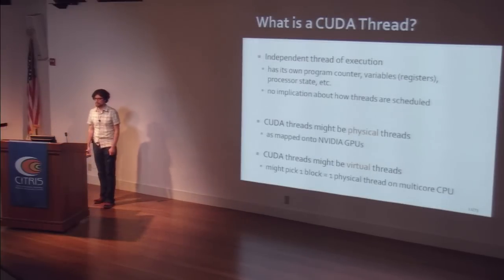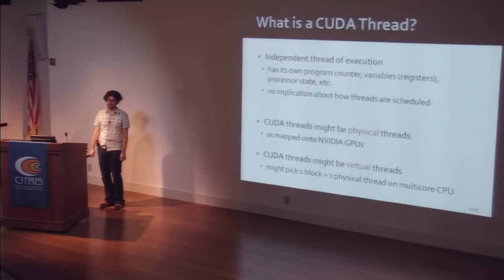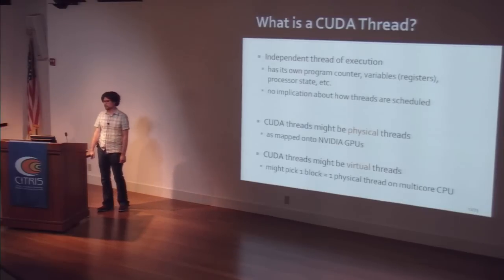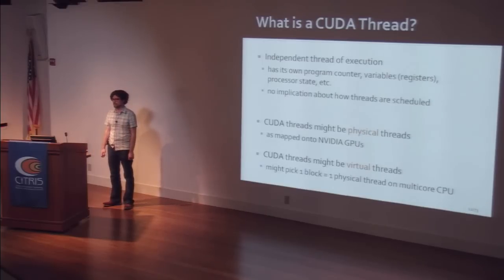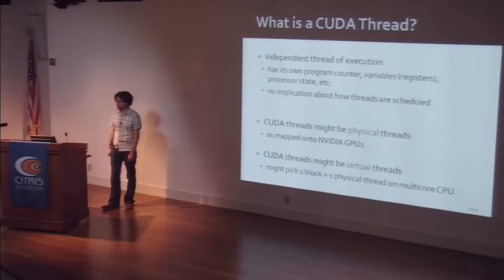So what is a CUDA thread? It's an independent thread of execution. It has its own program counter. It has its own variables that get put in registers. It has its own state. It doesn't have any implication as to how the threads are scheduled. So they might be physical threads as they're mapped onto NVIDIA GPUs, and I'll talk about that later. They might be virtual threads.